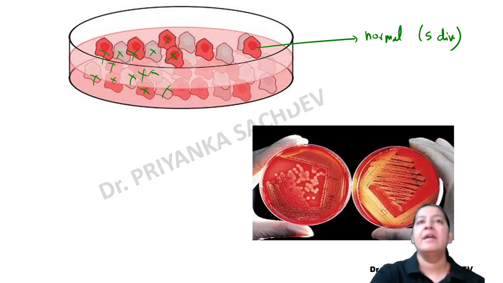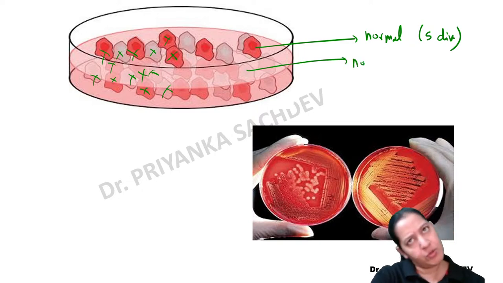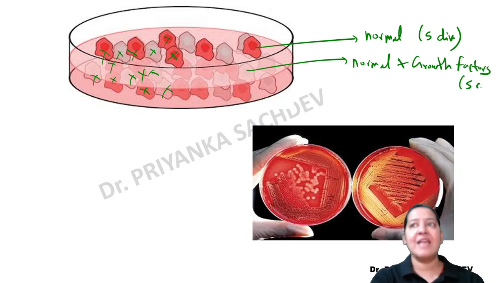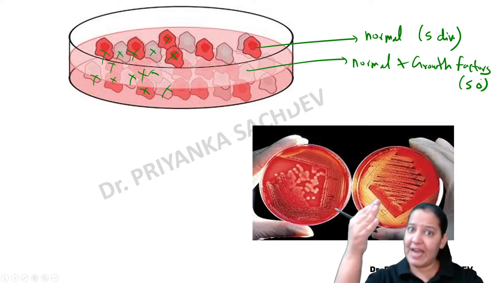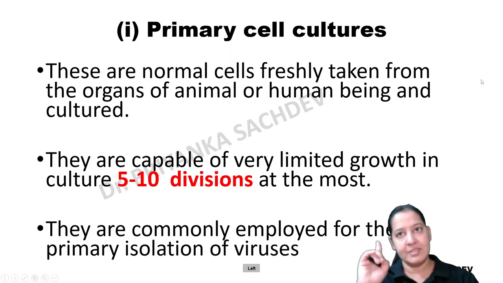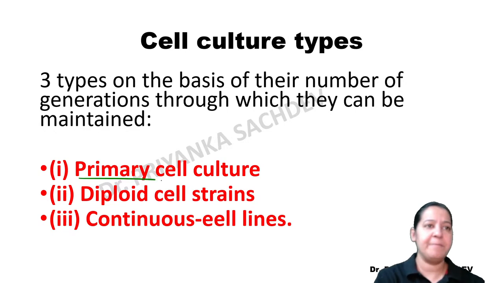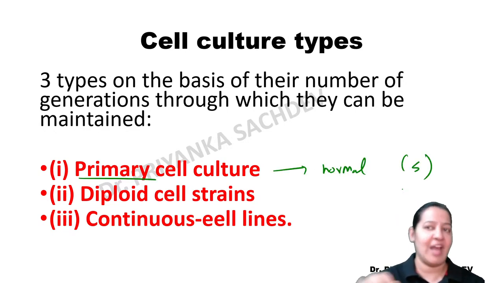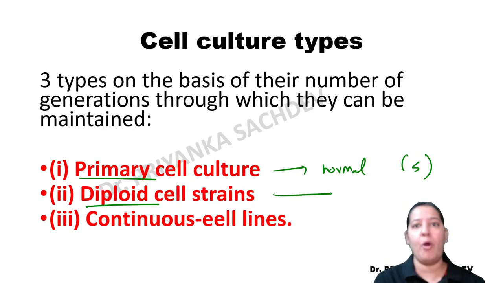The second, instead of using a normal cell alone, you use a normal cell along with growth media. You provide growth media, growth factors, to the cell. So instead of 5, the cell will divide for 50 divisions before dying. You can use such a plate for a longer period, right? So the first culture is primary culture, in which we use a normal cell without growth factor, so only 5 times the cell will divide. The second is diploid, in which along with the normal cell, we use growth factor also.